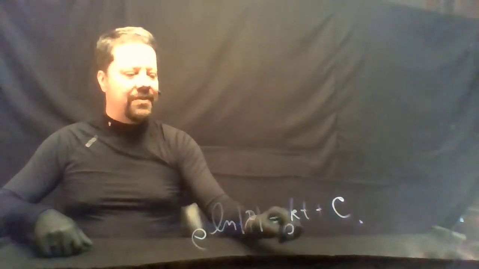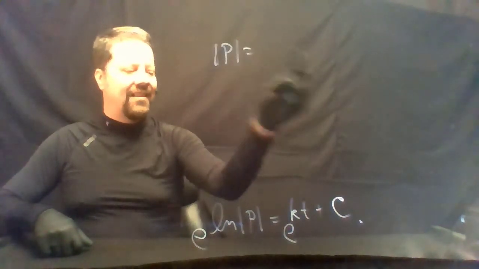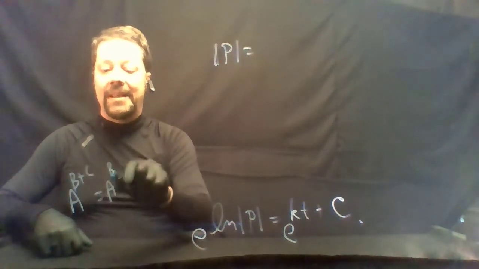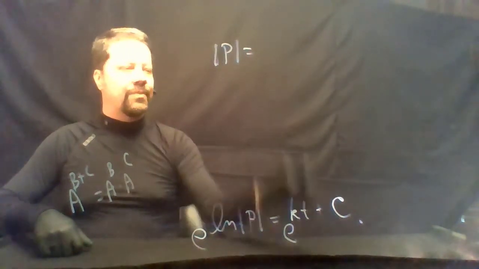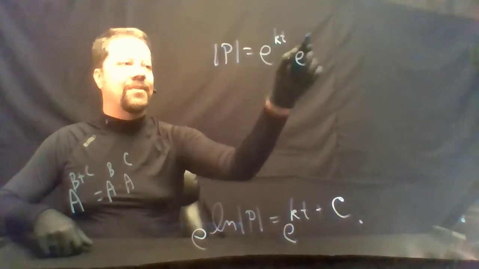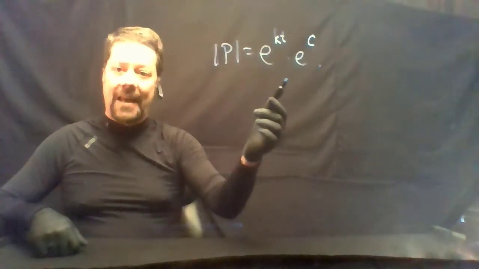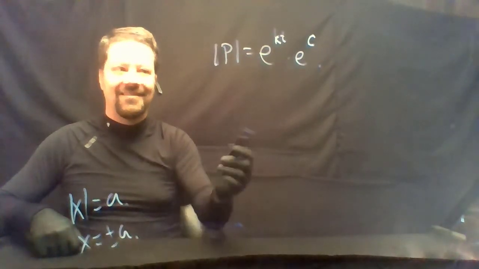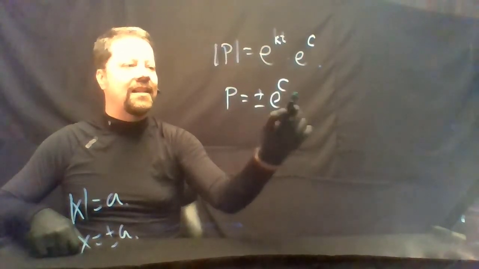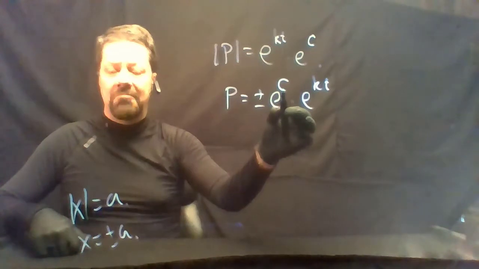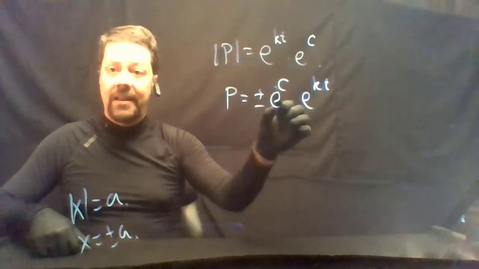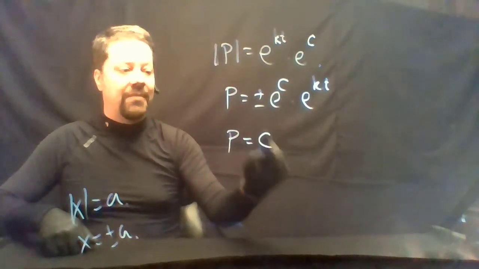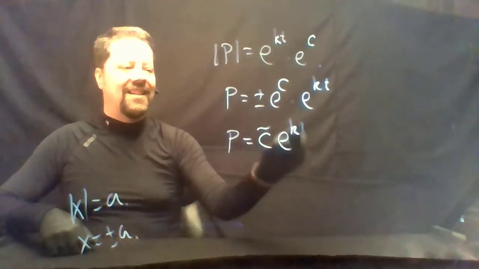If you exponentiate both sides, you get the absolute value of P is, keep in mind, if I have A to the B plus C, that's A to the B times A to the C. So what we'll have here is e to the kt times e to the C. The solution to an absolute value equation is x equals plus or minus a. So we'll have P equals plus or minus e to the C times e to the kt. Since C is an arbitrary constant, e to the C will be an arbitrary positive constant, but it's plus or minus. We may as well write P equals some constant, which I'll call C tilde, e to the kt.